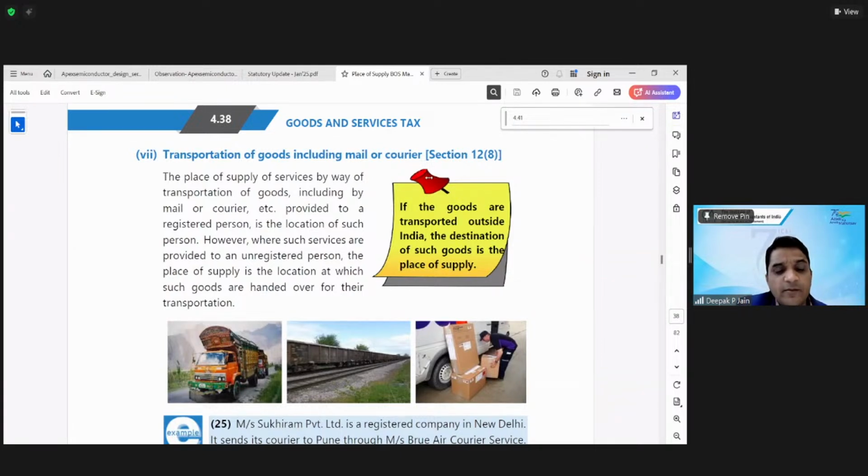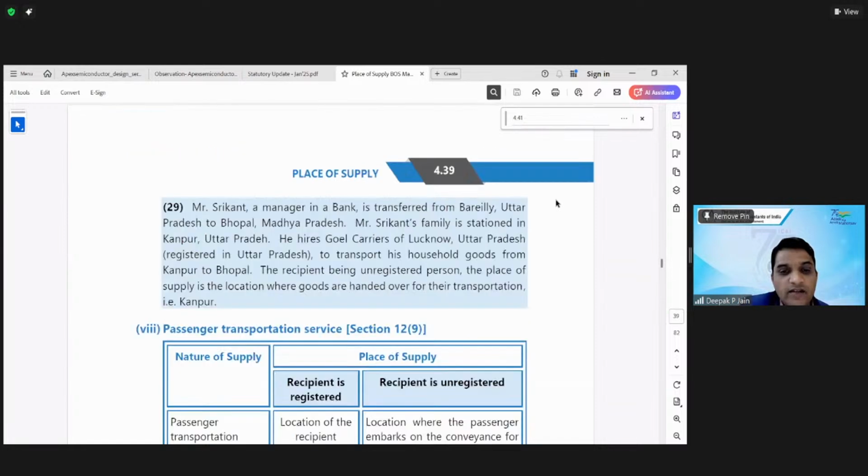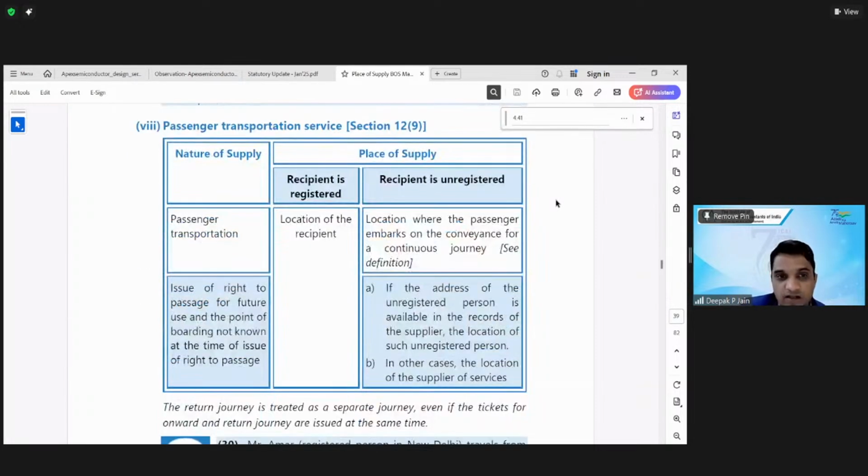Explain 12.9 second point. 12.9 is simply saying passenger transport services. This we had discussed. When you give fixed tickets or seasonal tickets, saying okay, 10 tickets you purchase for a fixed price, you do not know the place of supply, because where the passenger embarks on the conveyance will become the place of supply. For a supply to an unregistered person. For a registered person, that problem is not there. It will always be the location of the recipient, wherever he boards the train and wherever he gets down.